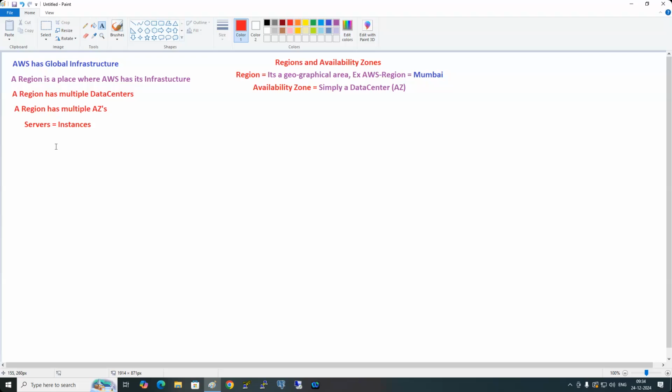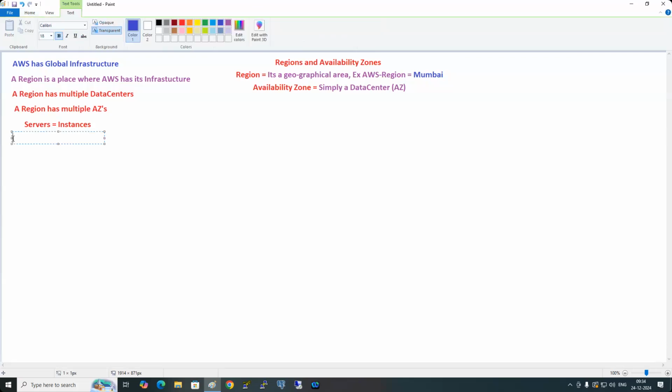From now onwards, you should not call them data centers. You should call them availability zones. So tell me, where do you launch EC2 instances? In availability zones. Servers, or so-called instances, are launched in availability zones. Nice. Let's go slowly.